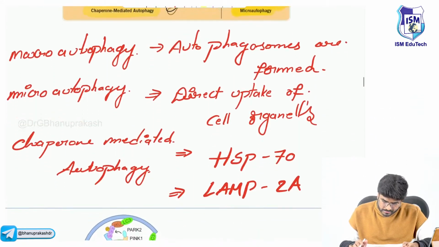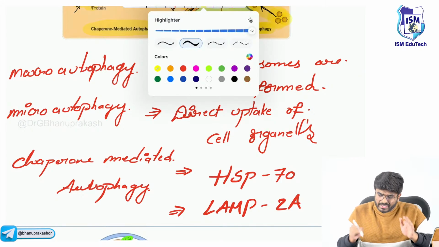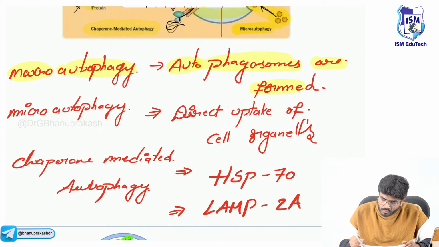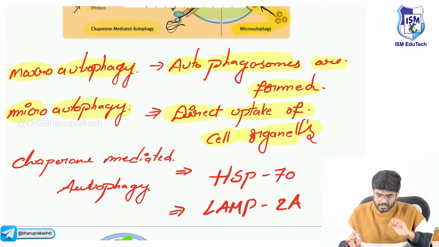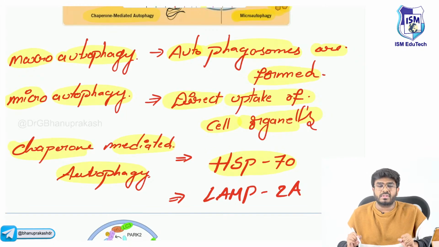Now look here, a summary kind of thing. Macroautophagy: autophagosomes are formed. True statement. In microautophagy, there is direct uptake of the cell organelles. Directly the molecules are getting uptaken into the lysosome. Now chaperone-mediated autophagy. Which molecules are involved? Heat shock protein 70. That's the chaperone involved. And what is the receptor involved?